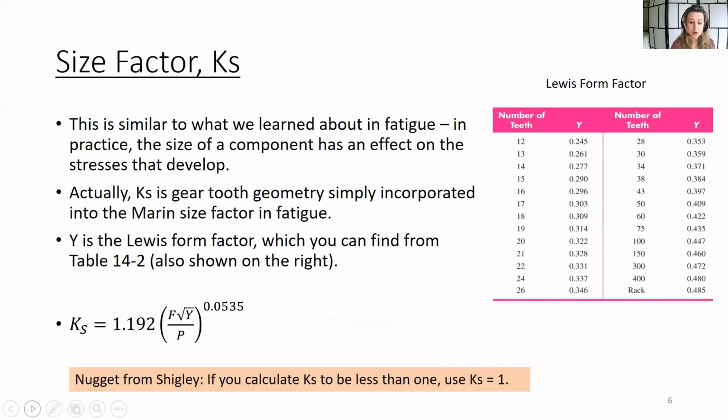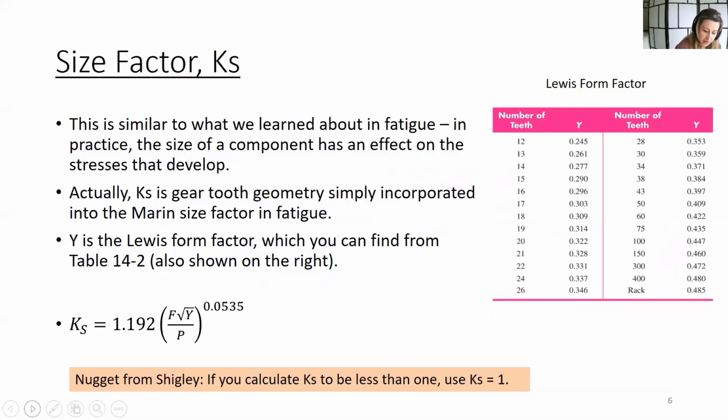Size factor. This is similar to what we learned about in fatigue. In practice, the size of a component has an effect on the stresses that develop. We learned when we studied fatigue that larger components have a higher chance of developing a microcrack, which can turn into a larger fatigue crack and cause fatigue failure. So Ks is really just the gear tooth geometry simply incorporated with the Marin size factor in fatigue. The Marin equation is our fundamental fatigue equation, and we're not using it exactly in that form. We're using this size factor, but it's related to the Marin equation.